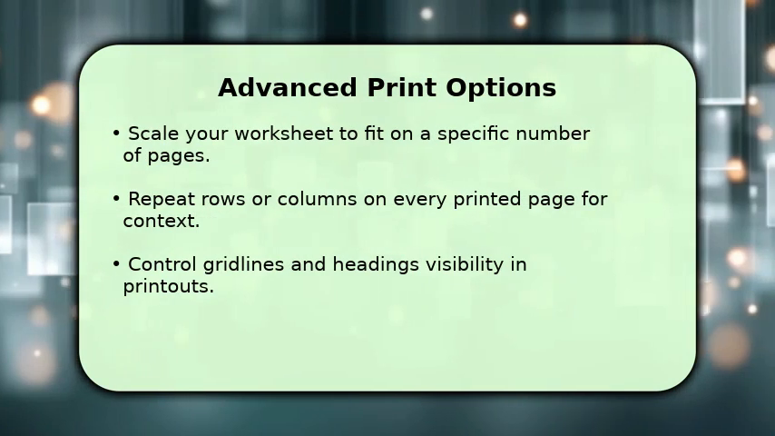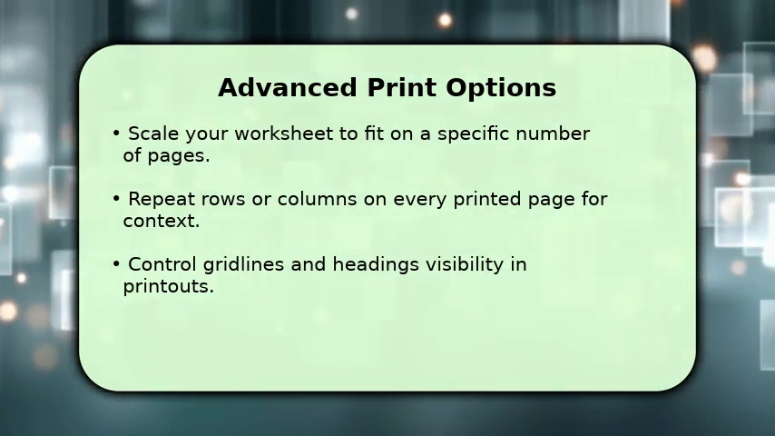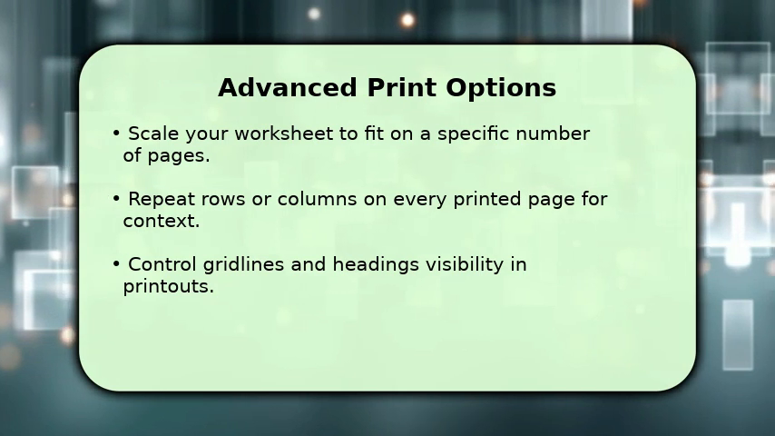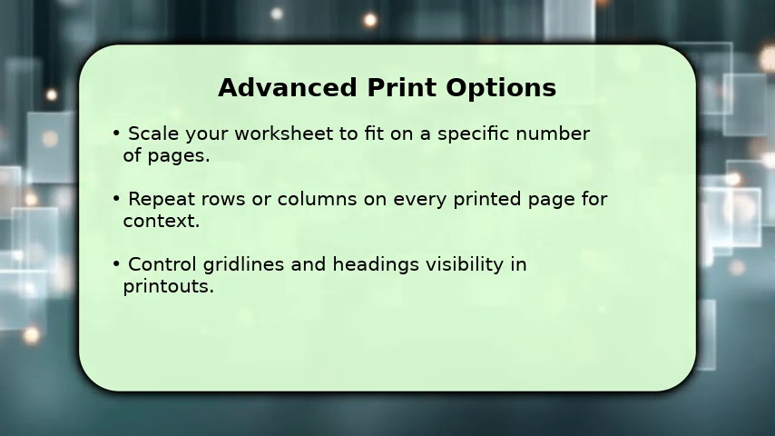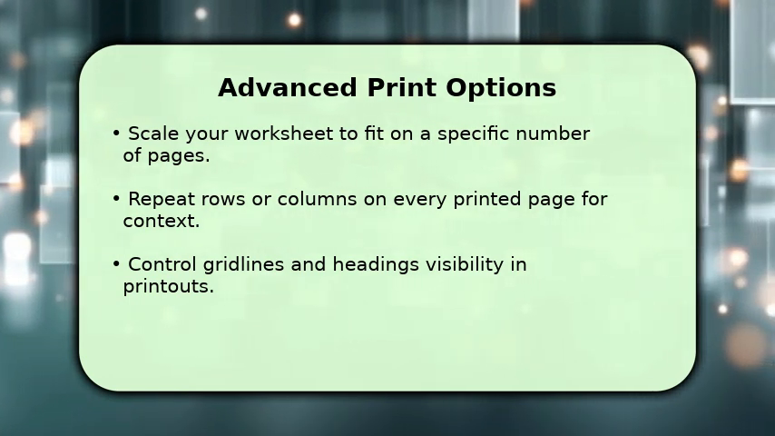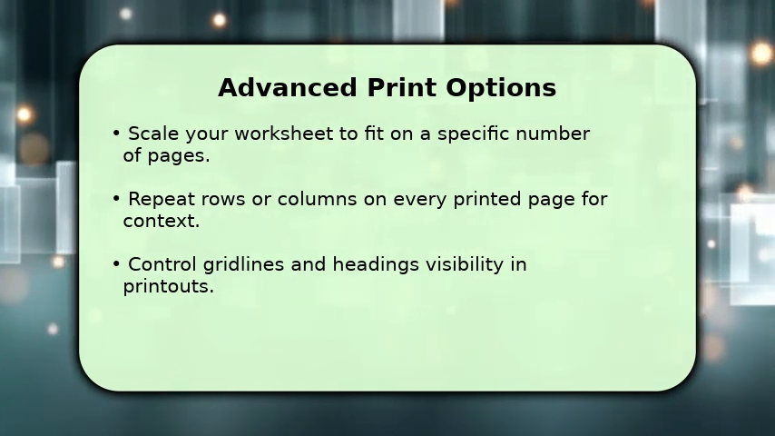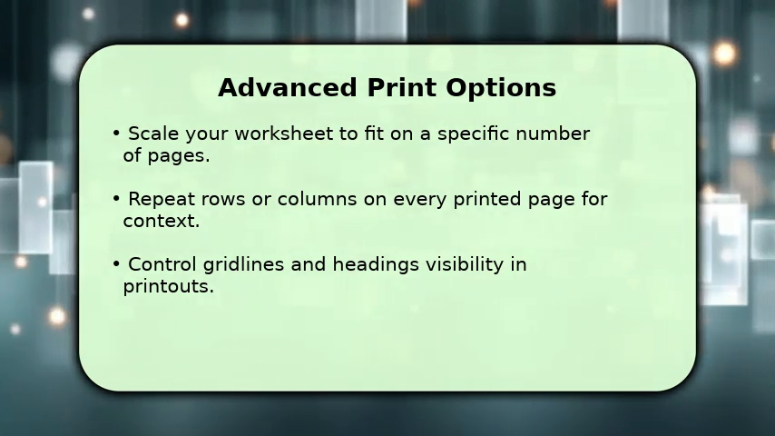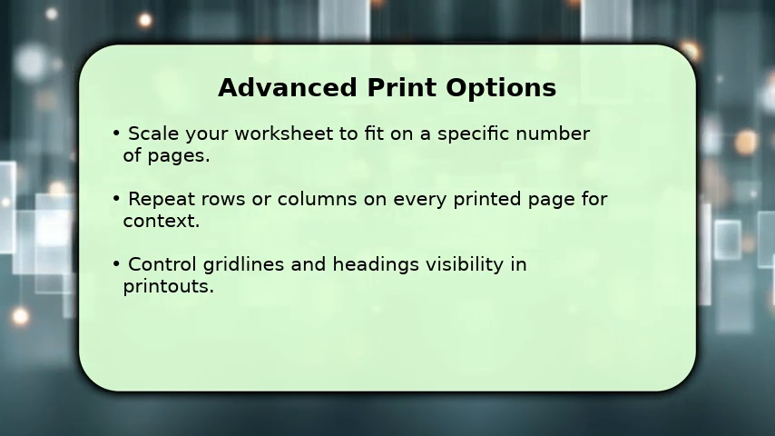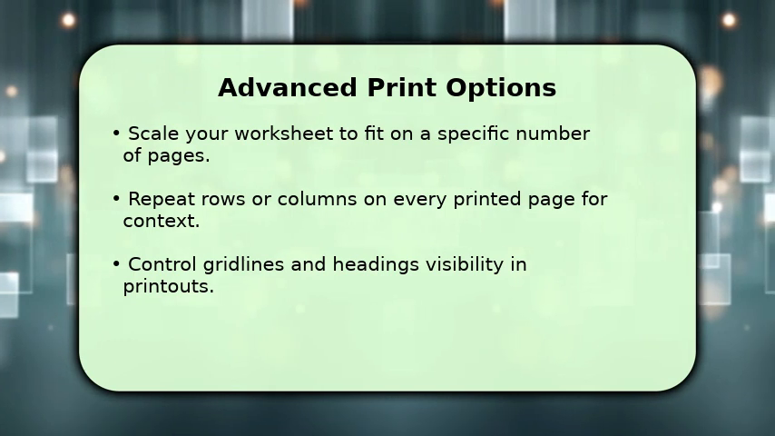For larger datasets, advanced print options are incredibly useful. You can scale your worksheet to fit all columns or rows onto a specific number of pages, like 1 page wide. The Print Titles feature allows you to repeat header rows or specific columns on every printed page, ensuring your data always has context. You can also choose whether to print grid lines and row or column headings.